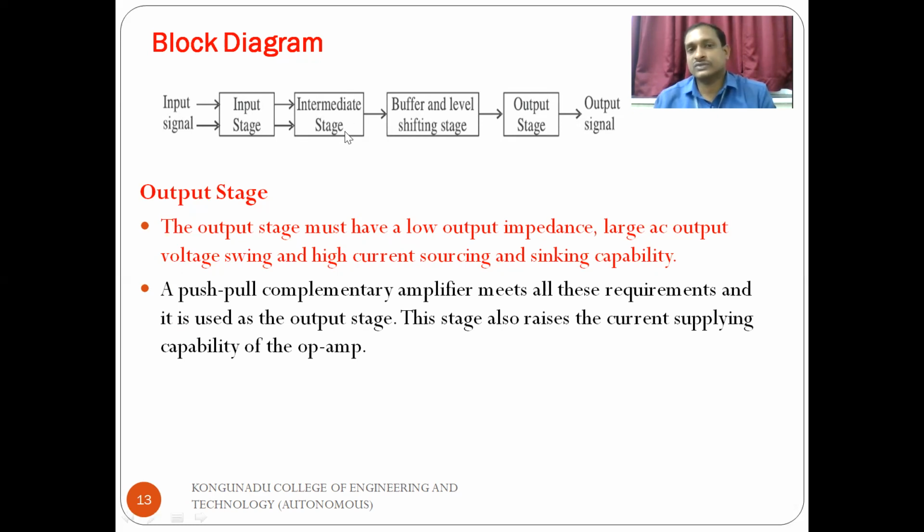So next stage. The output of this intermediate stage is going to the buffer and level shifting stage. In this stage, the DC quiescent level well above the ground is reduced to a certain level. Finally, the output stage is given the large AC output swing characteristics and high current sourcing and sinking capability. This happens by the push-pull complementary amplifier.